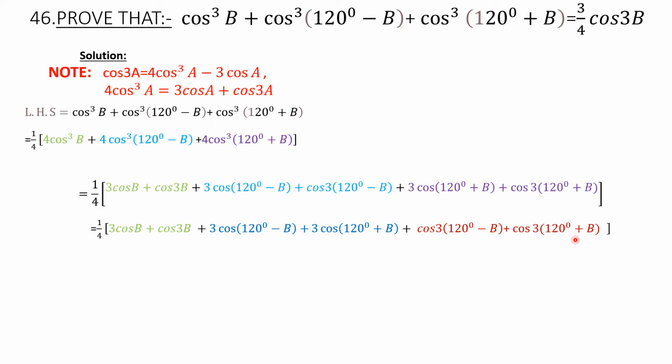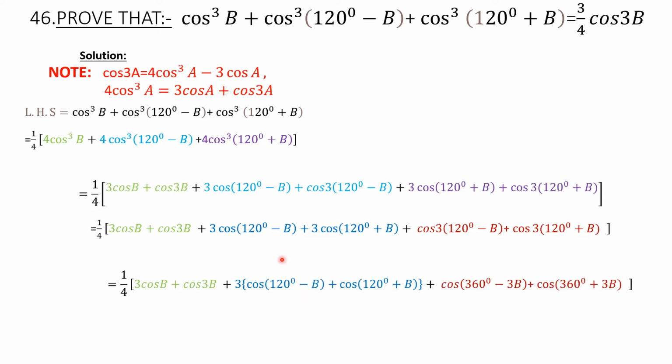In the next line, we will just take 3 common from here. In the bracket we are left with cos 120 degree minus b plus cos 120 plus b. And here you can check over here. It is 3 inside the bracket 120 minus b. This 3 will multiply 120 as well as b. So ultimately we will get 360 minus 3b, and then over here 360 plus 3b. Is this clear?